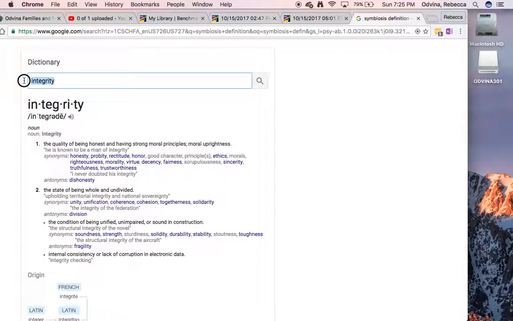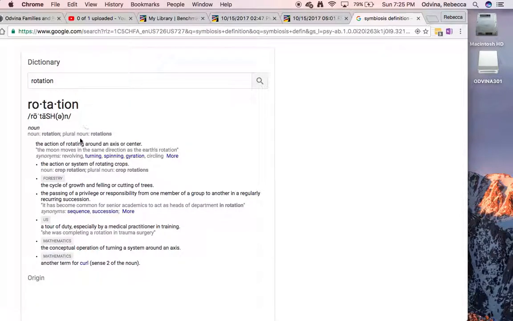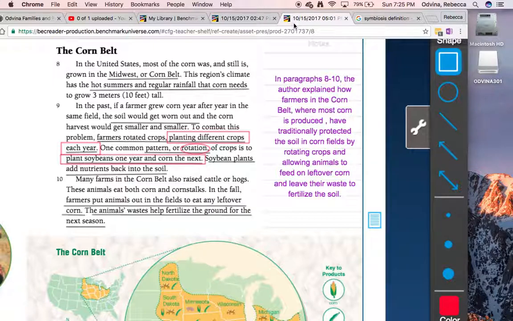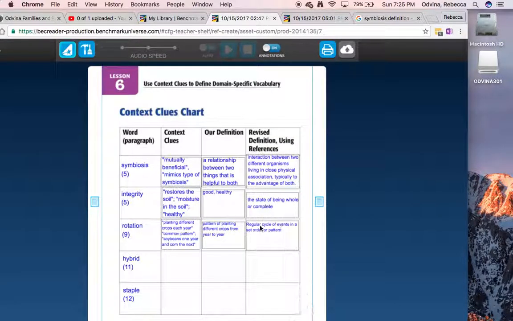Now I go into my online dictionary and I'm going to put in rotation. And it's important that I spell it correctly. The action of rotating around an axis or center. Now, it seems that there's only one definition: the action or system of rotating crops. The cycle of growth and felling or cutting of trees. So it looks like this is our best definition: the action or system of rotating crops. So I'm going to go back to, and it's a regular cycle of events in a set order or pattern. Again, we're going back to this pattern idea.